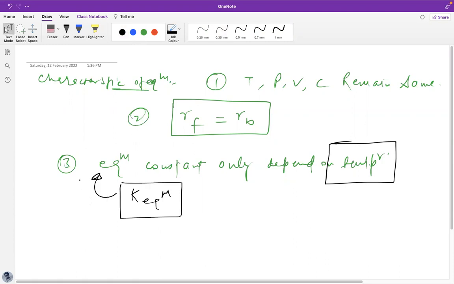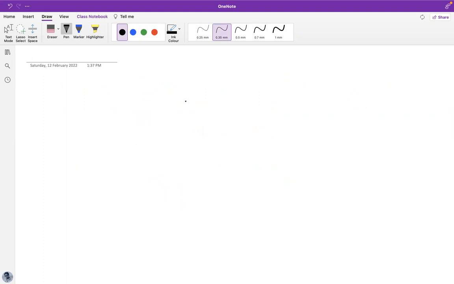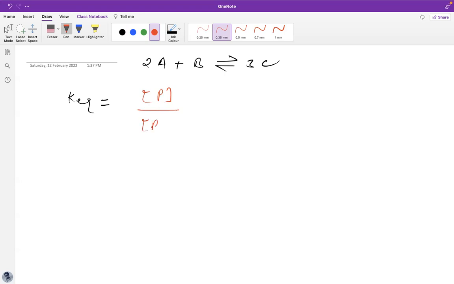Okay. So this is the two characteristics point related to your equilibrium. Now, suppose you have a chemical reaction 2A plus B converted into 3C. So if you write K equilibrium for this reaction, I already told you, it is the concentration of product upon concentration of reactant.